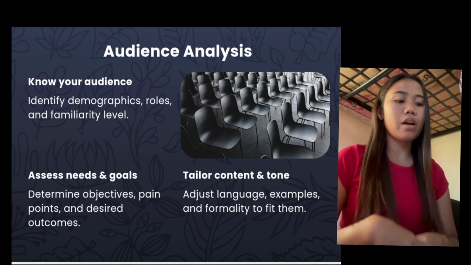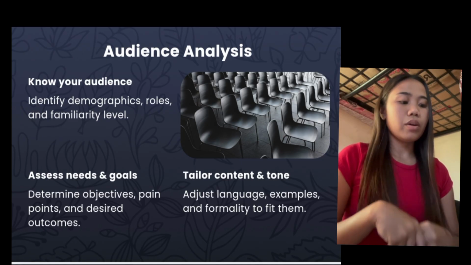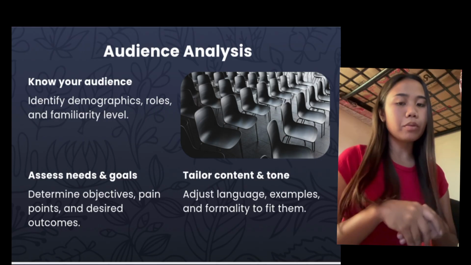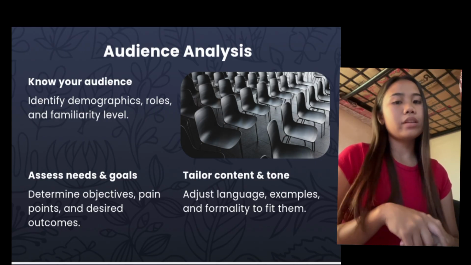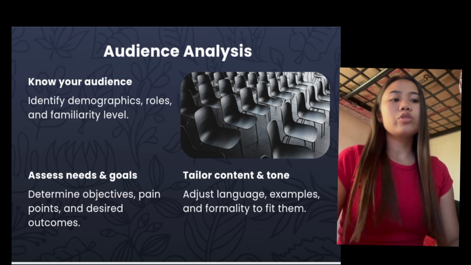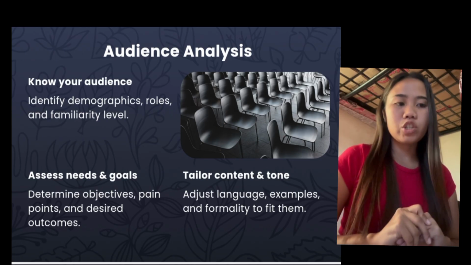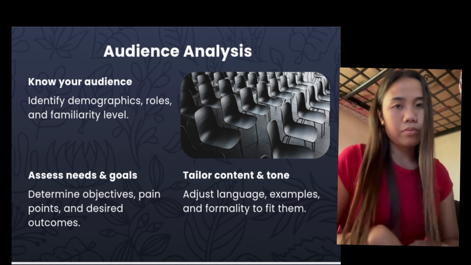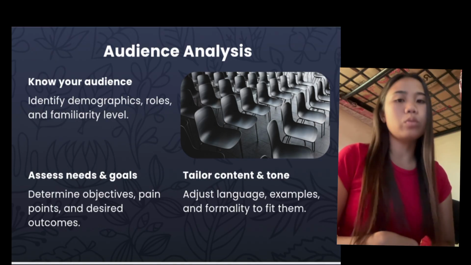Number 2, assess needs and goals. Identifying what the audience wants to learn and what problem they want to solve. For example, farmers may want to learn how weather affects rice planting. Number 3, tailor content and tune. This means adjusting the language and examples styles depending on the audience. Now, for example, if you are speaking to the beginners, you can use simple words.